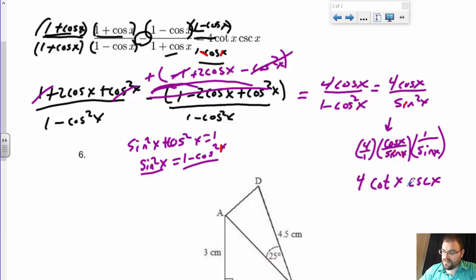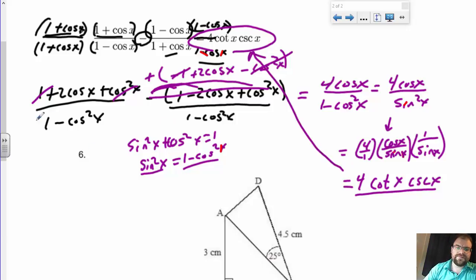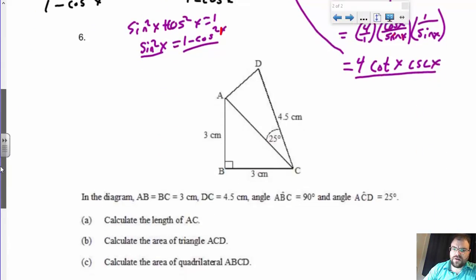This, of course, is your what? It's your answer. That's what that was. Okay? So that's how you do that one. And we're on to the last one, where we have a quadrilateral.